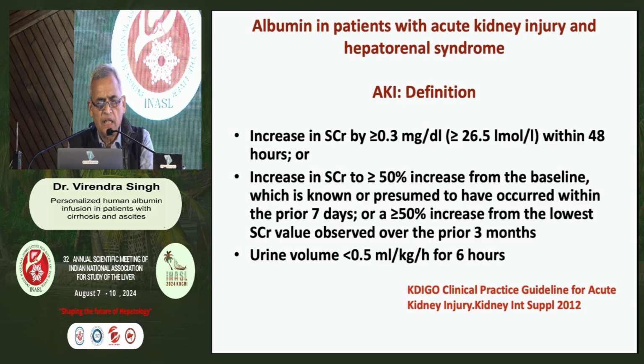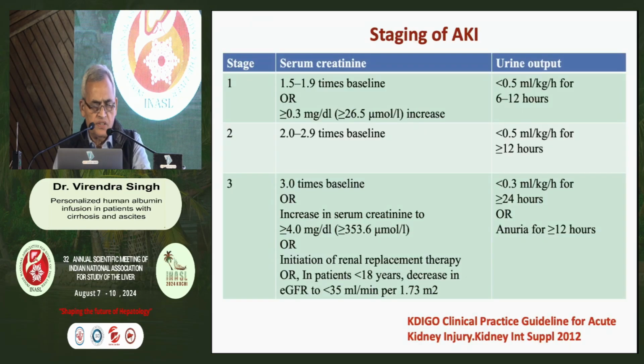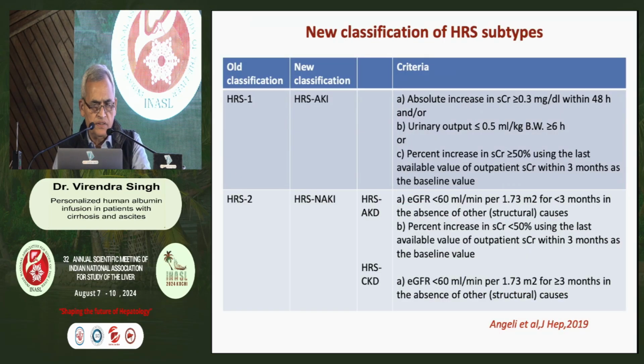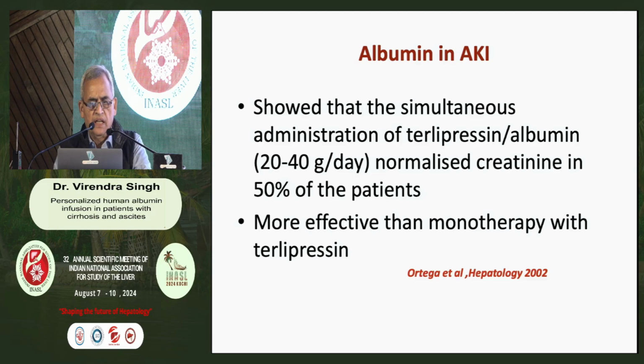Now coming to the albumin in patients with the AKI and hepatorenal syndrome. The AKI definition, I will not go into the details. This is the staging of AKI. This is new classification of HRS. Albumin in AKI. It has been shown that the simultaneous administration of the terlipressin and albumin normalized creatinine in 50% of patients. This was a very initial study published in Hepatology in 2002, and it was more effective than monotherapy with the terlipressin.